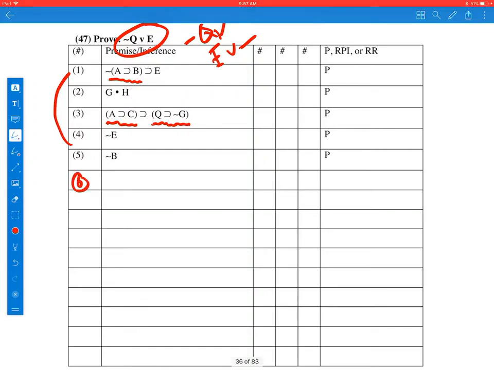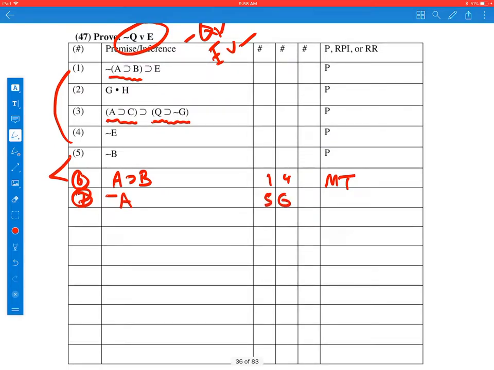First things first, let's get that antecedent. So 1 and 4 allow me to do a modus tollens to get A, then B. 1 and 4, modus tollens. Now notice on 5 I have a not B, so I can get a not A. 5, 6, modus tollens. Okay, now here comes the magic, not A or C from 7 by addition.